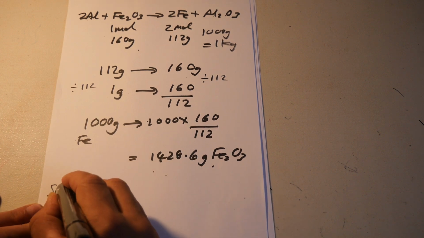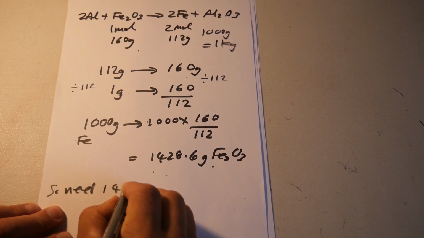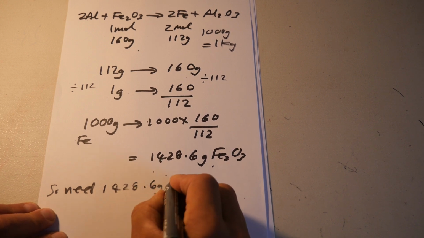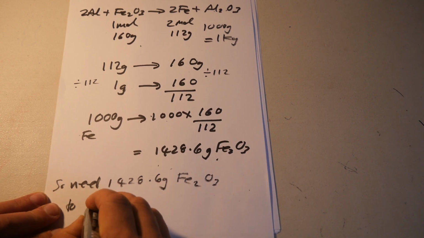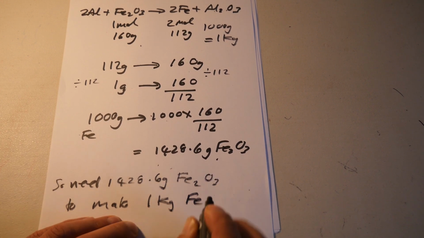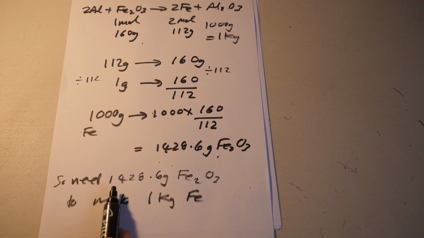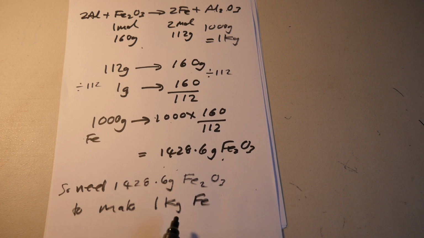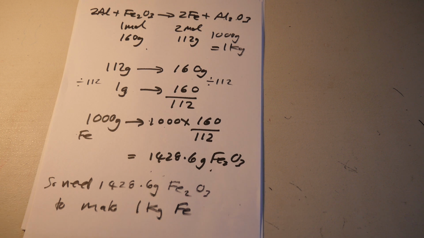To make 1 kilogram of iron, okay? So you need to start with 1.428 kilograms of iron oxide to make 1 kilogram of iron, okay? So this is an immensely powerful way of working with chemistry to work out quantities that you need.